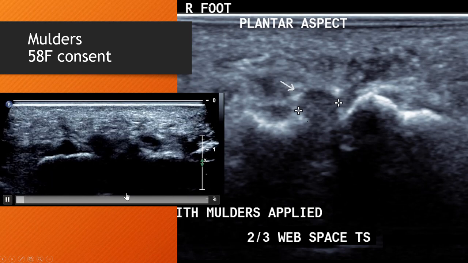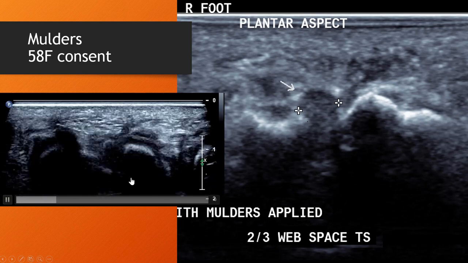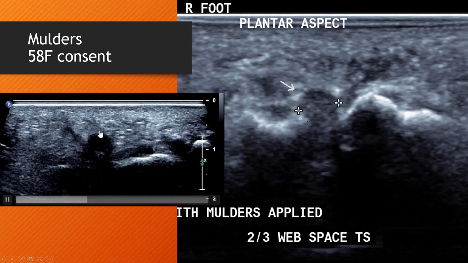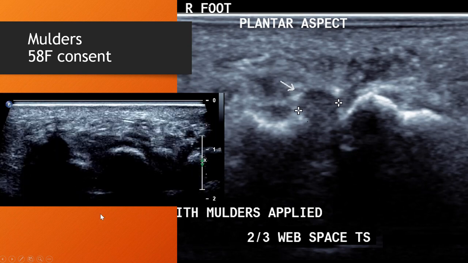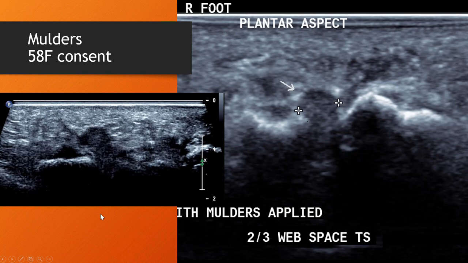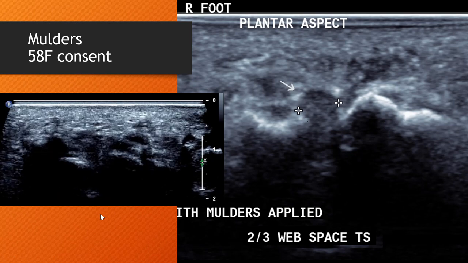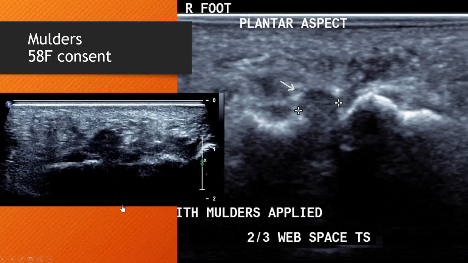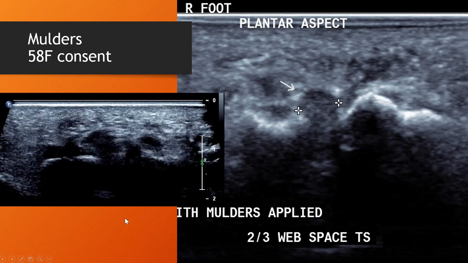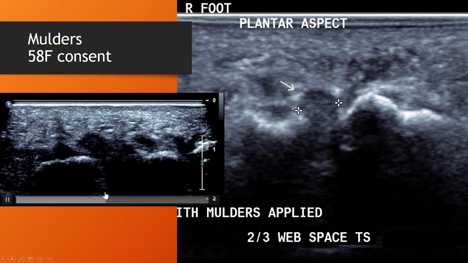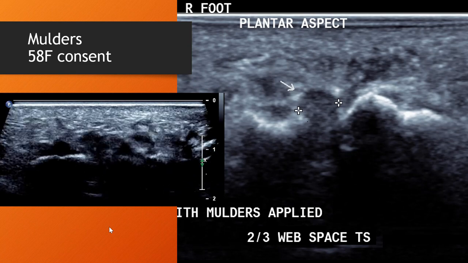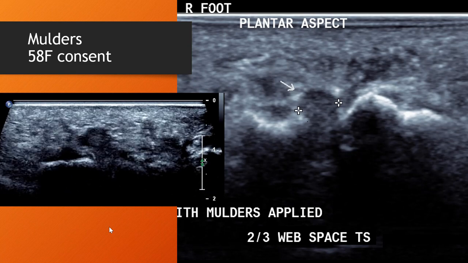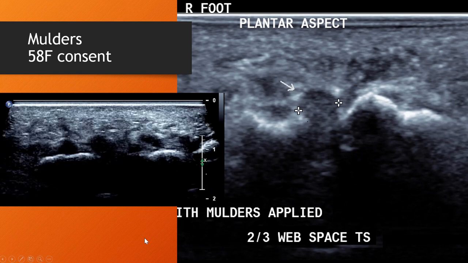So I'll play the Mulder's squeeze. So this is the compression. You can see there's soft tissue protruding in an upside down teardrop shape. And that's the little Morton's neuroma being displaced towards the plantar aspect. So 8 years later, this patient still has not undergone any treatment or any surgery, and the nerve is still painful despite orthotics and conservative treatment.